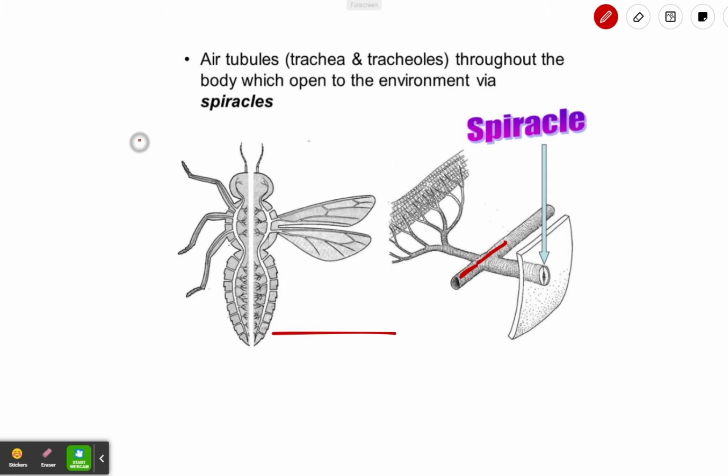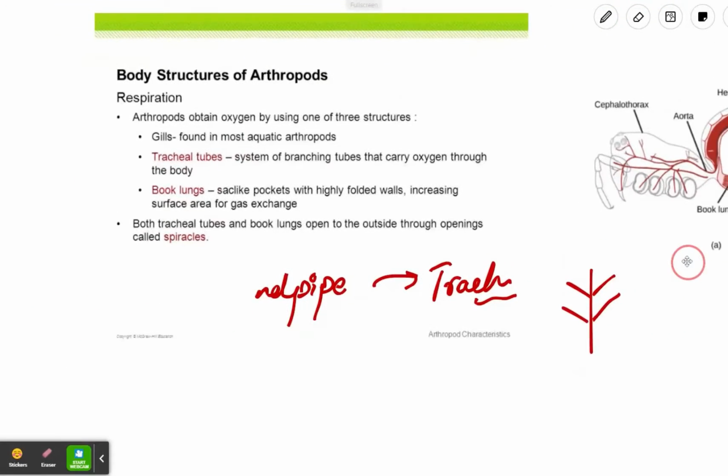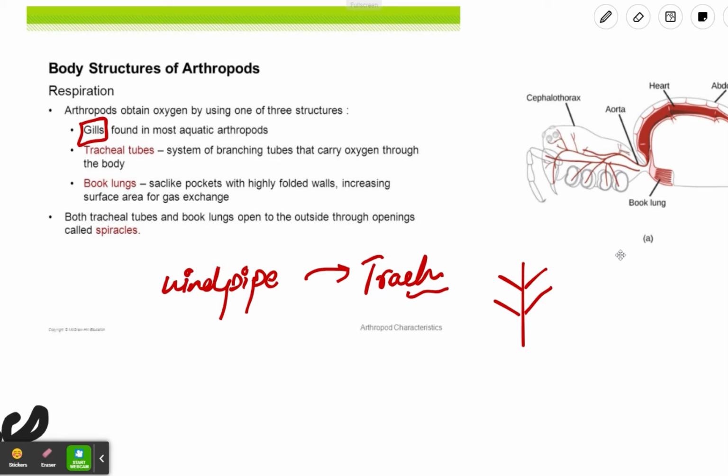So a trachea, or in other words, you could just remember it this way: a trachea is a windpipe, and then it has some small branches through which they can breathe. So this is the second. The first one is lungs. The second one is tracheal tubes. The third one is book lungs.